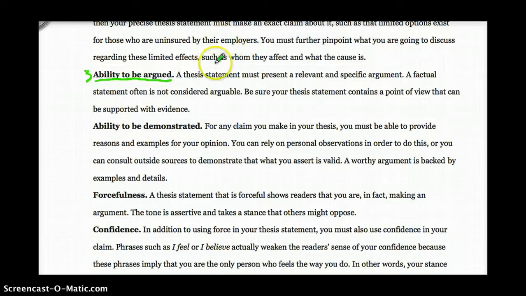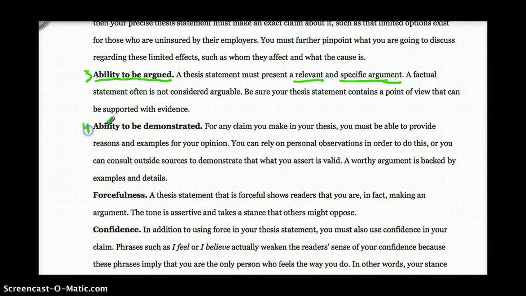And so a good thesis statement must present a relevant and specific argument. Make sure that whatever your thesis statement says, somebody could potentially take the opposite viewpoint. If that's the case, then you probably have a topic that can be argued.